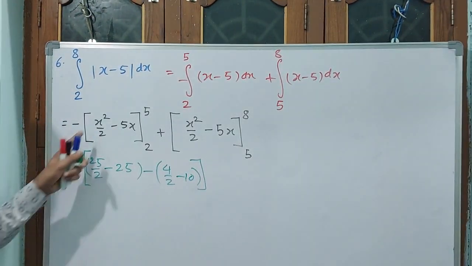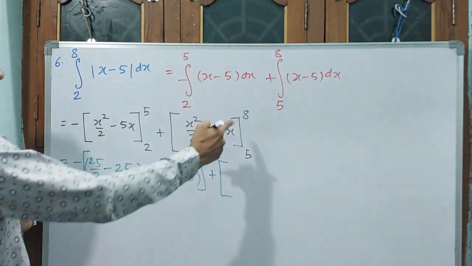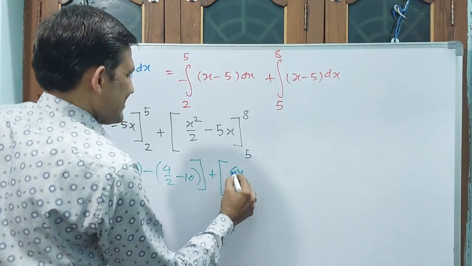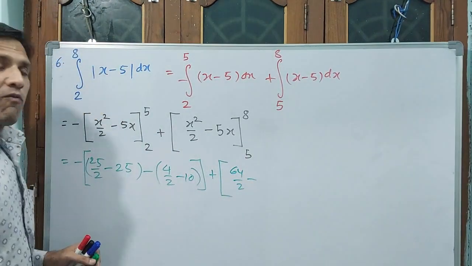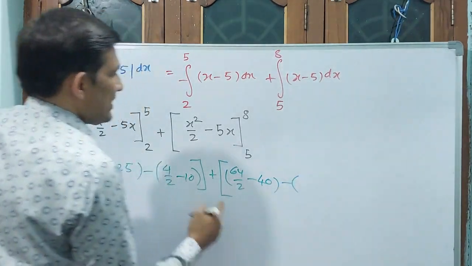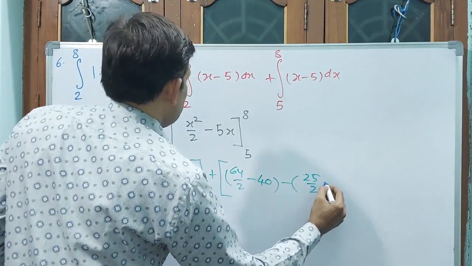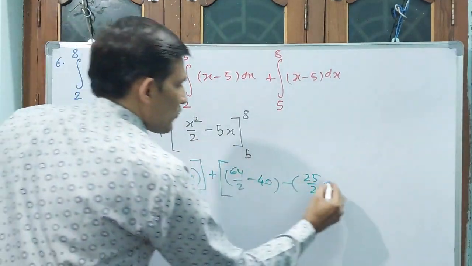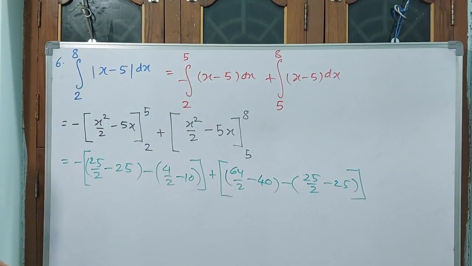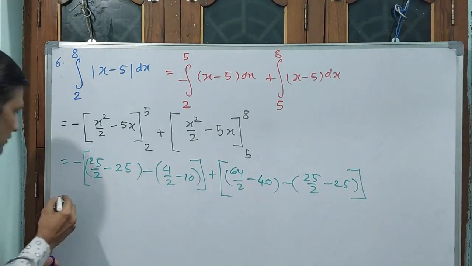Upper limit is over. See, this limit is over, plus 8 square 64 by 2 minus 5 into 8, 40 minus 5 square 25 by 2 minus 5 into 5, 25. Okay. Now limits have been applied. We did not write any limits in the bracket. Okay. Now, okay, let us go.